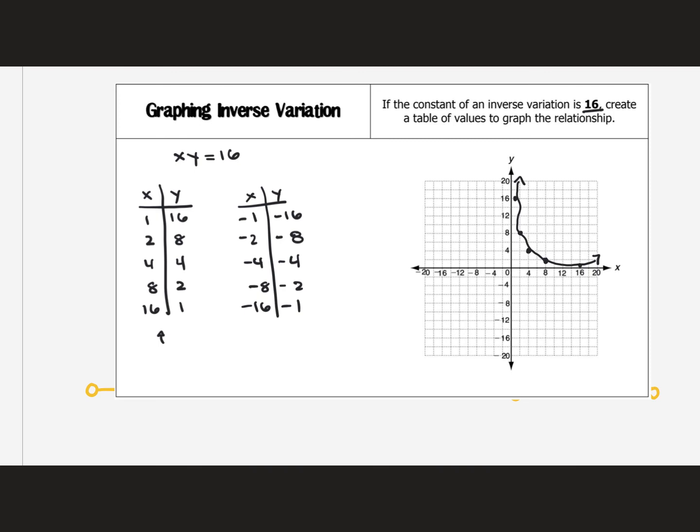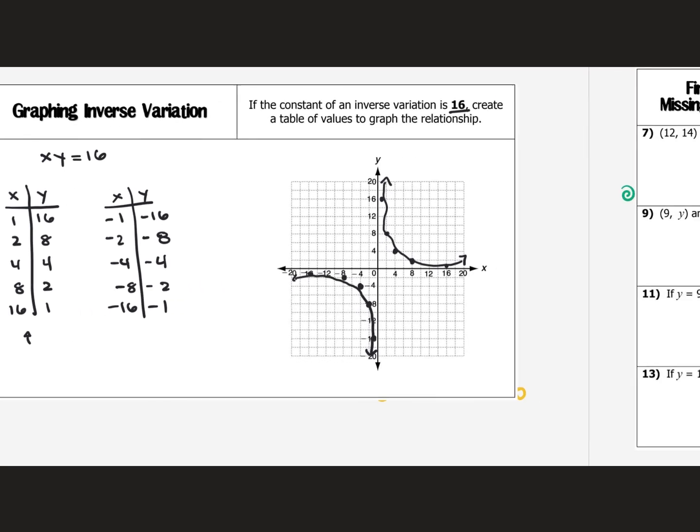Again, looking at the negative. So I have negative 1, 16. It's going to come down here about right there. Negative 2, 8. Negative 4, negative 4. Negative 8, negative 2. And then negative 16, negative 1. Just going to be about right there. So we can see that our graphs are going in opposite directions. So again, you will not have to graph this, but this is just an example. The only graph we really focus on in Algebra 1 is the graph of a direct variation.